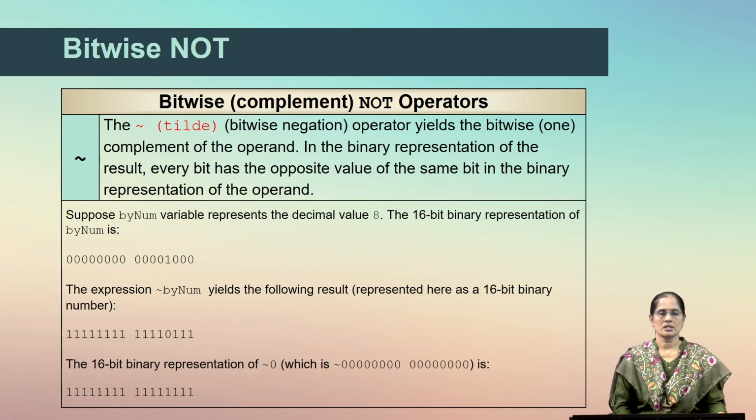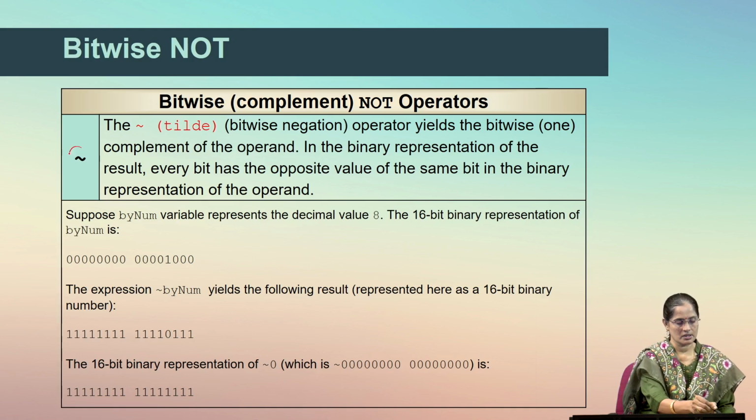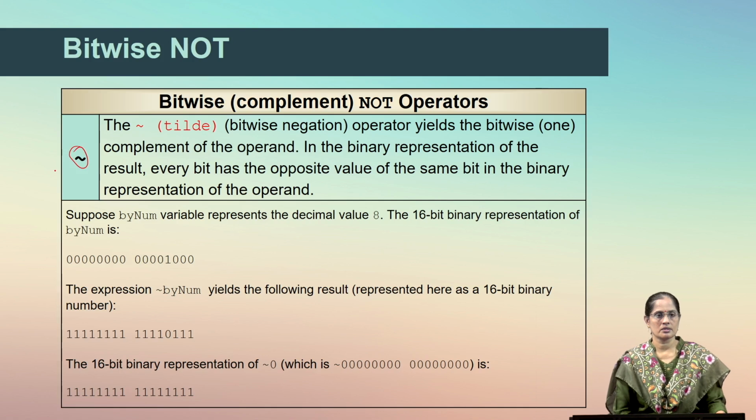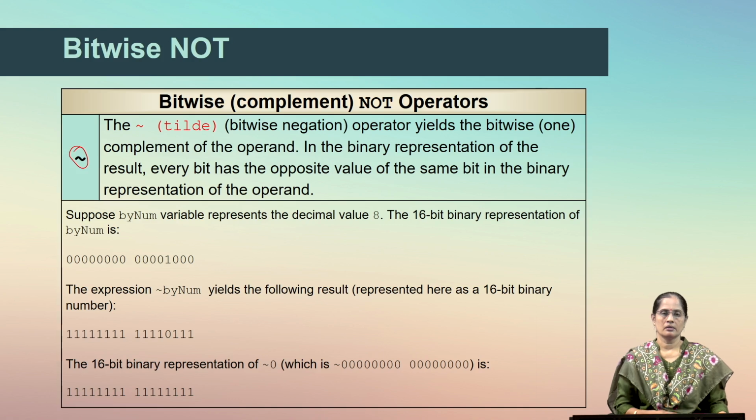So, we will be using the symbol tilde. The name of the symbol is tilde, and it is actually used for negating the bits. It means that in the binary representation, if the bit 1 exists, it will be replaced with bit 0, and if it is 0, it will be replaced with binary value 1.